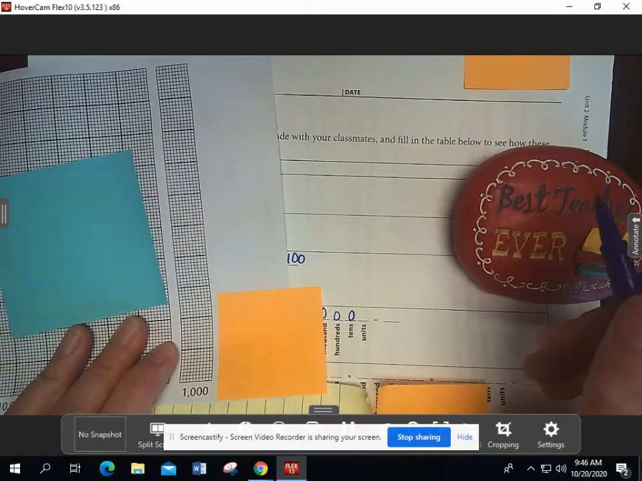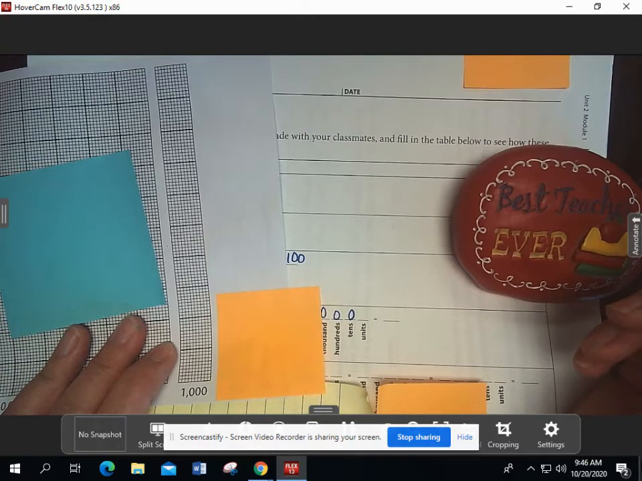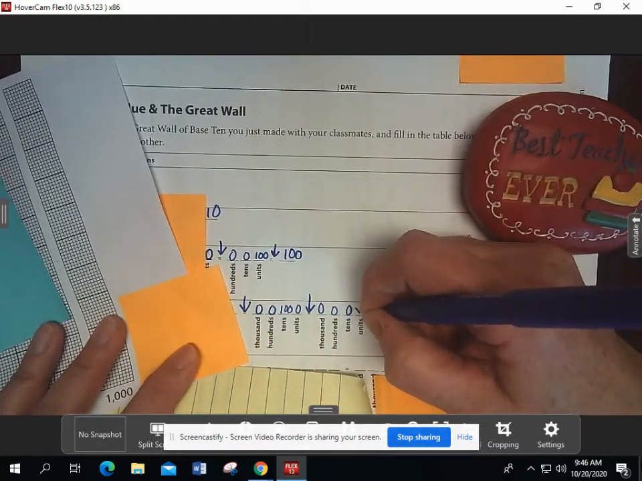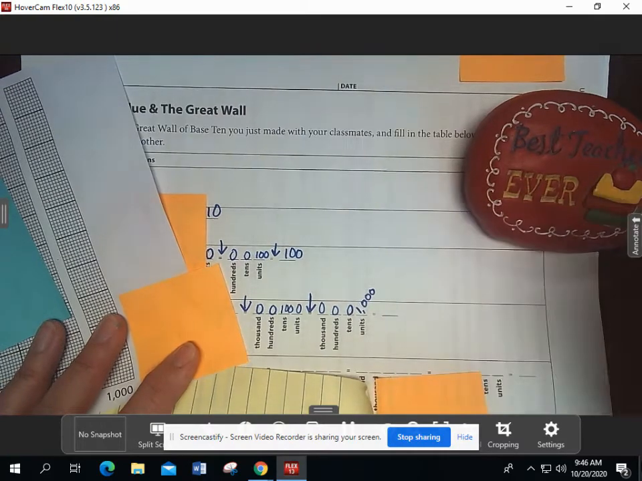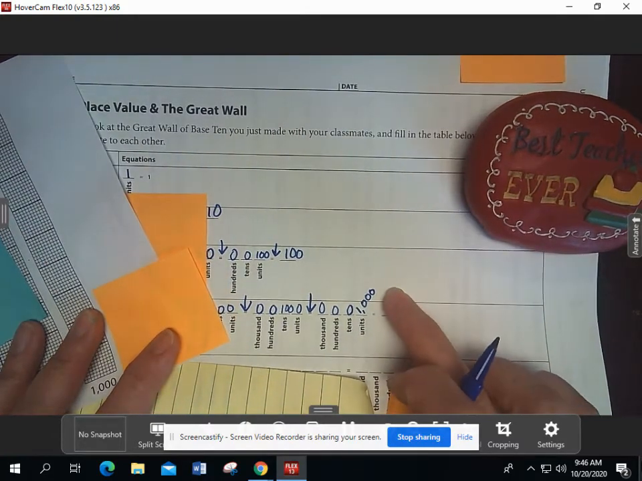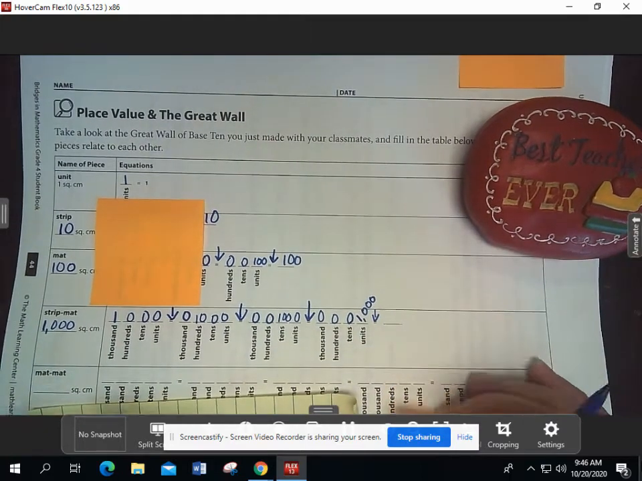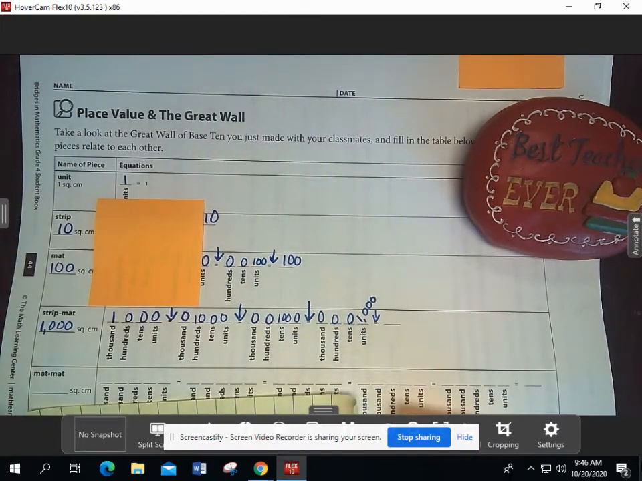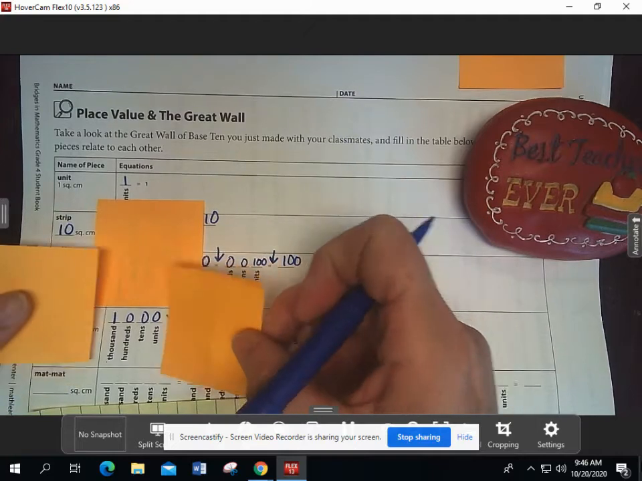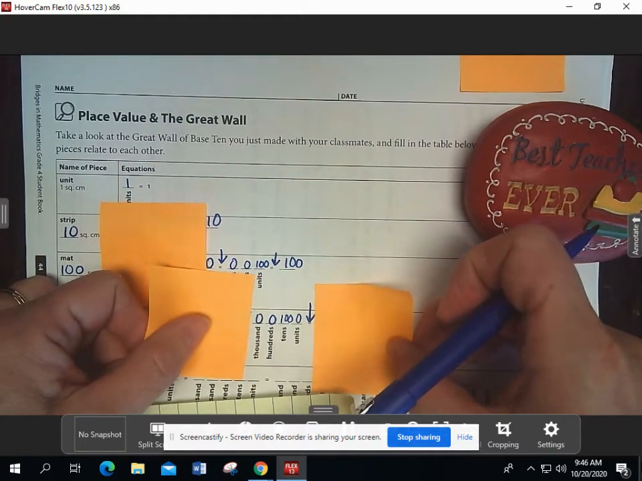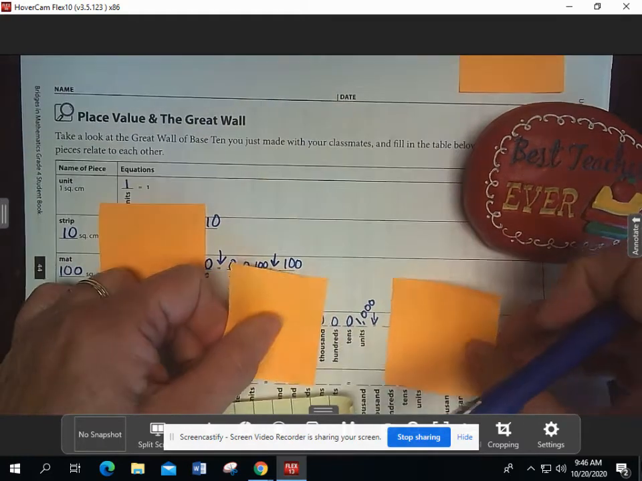I heard somebody say it already. 1,000. Oh, goodness. Try to fit this in. I'm going to write it like this. Do you see how I wrote it kind of sideways so it fits? Okay. So again, we're going to look at this. What number do we have right there? 1,000.